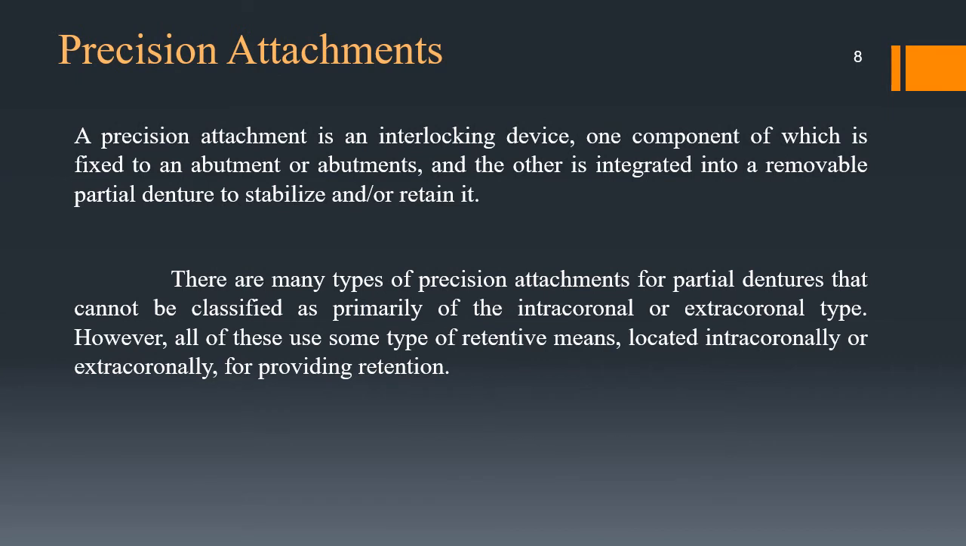The internal attachments are a type of precision attachments, and a precision attachment is defined as an interlocking device, one component of which is fixed to an abutment or abutments, and the other is integrated into a removable partial denture to stabilize and or retain it. There are many types of precision attachments for partial dentures that cannot be classified as primarily of the intercoronal or external type. However, all of these use some type of retentive means located intracoronally or extracoronally for providing retention.